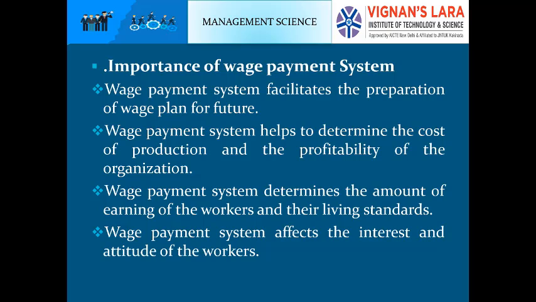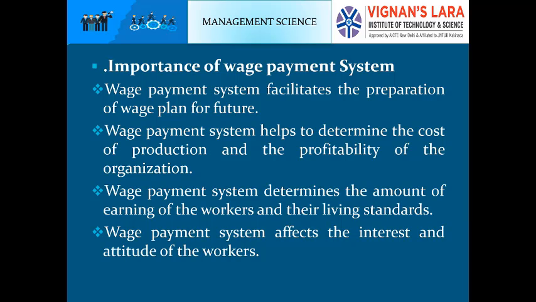First point. The wage payment system facilitates the preparation of wage payment plans for the future. That means the system is very helpful in the preparation of a wage plan, that is, how much amount is payable to the worker. Plan means future course of action. On the basis of result, output and efficiency, these are all attained or measured by the wage payment system, which is very useful for wage payment in future.